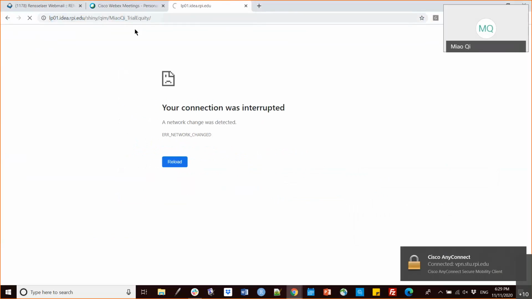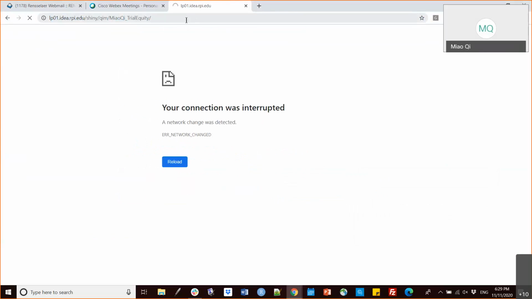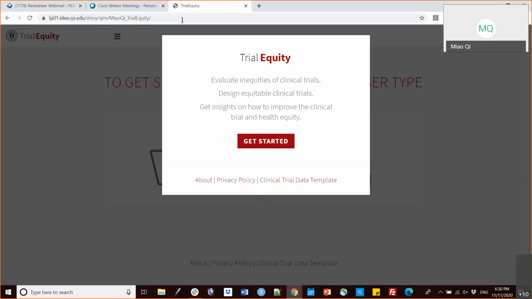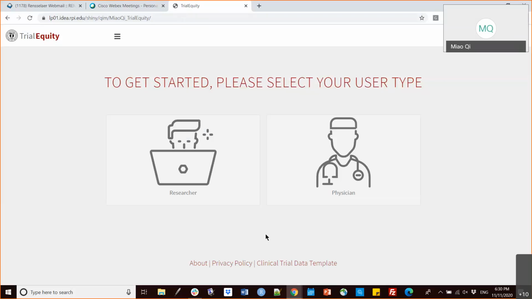So currently this application is only available from the IDEO server. So we need to use VPN if you want to play with this one. Okay, now this one is my application called the TrialEquity. Yeah, so this application is actually developed for two different types of users. The first one is the researcher, and the other one is the physician, because in the real world, these two types of users focus on different tasks. So we can start from the researcher part.